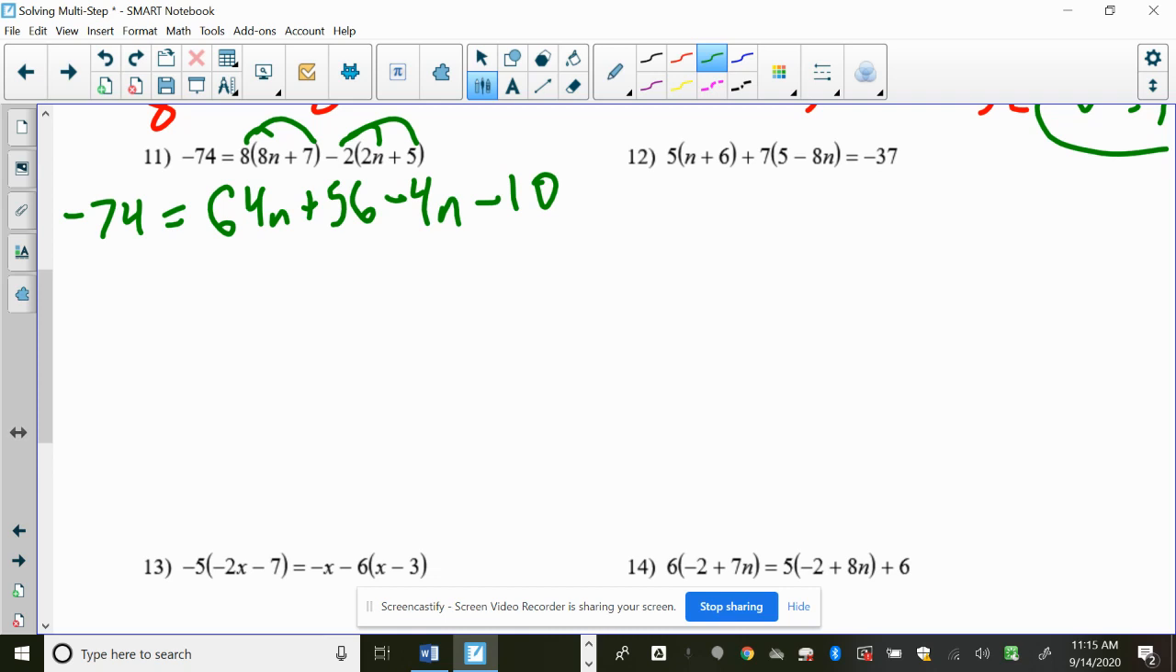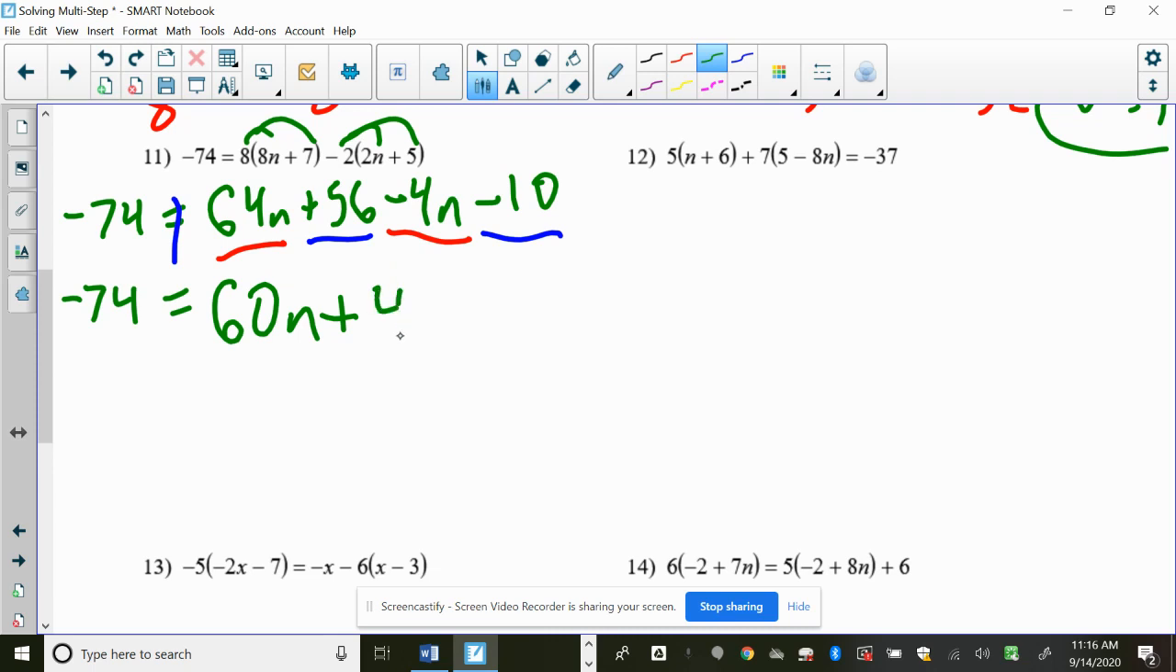Now this turns into a combining like terms problem. And that equal sign here, that's our barrier. So we still have negative 74 on the left equals. Now we're going to combine what we can. So we can combine 64n and minus 4n. So 64n minus 4n, that's 60n. Then we can combine the plus 56 and the minus 10. So 56 minus 10 would be plus 46.